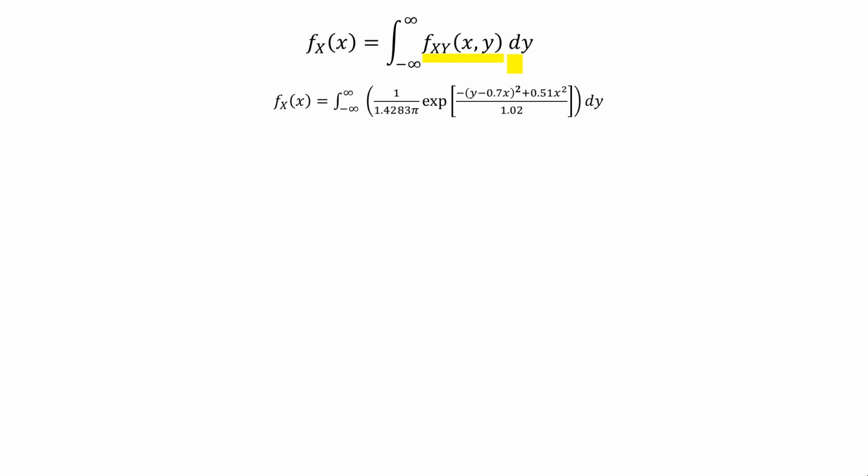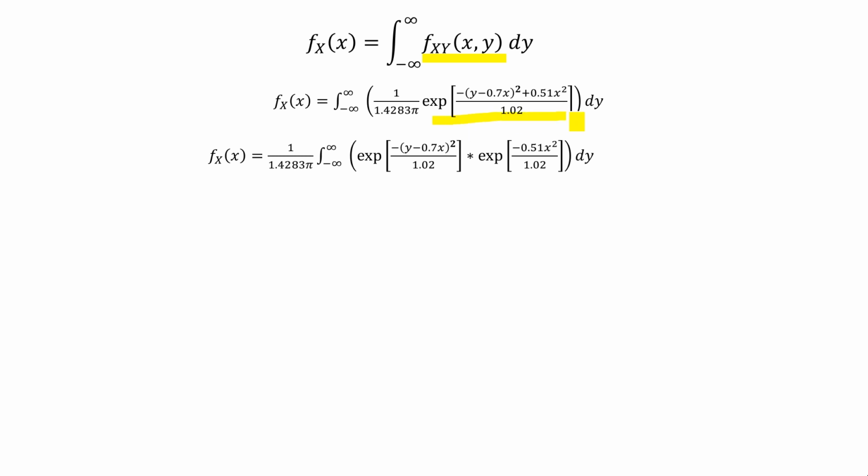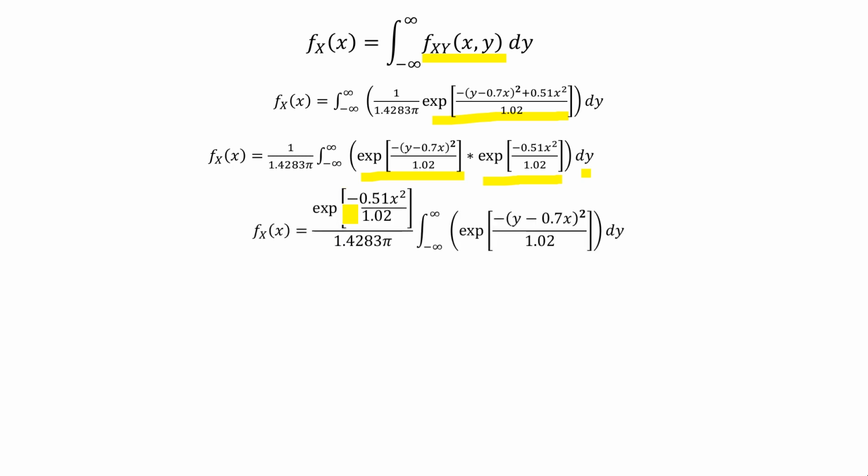Alright, so let us make use of a formula and substitute the value of fx of x. Later, e to the power a plus b can be written as e to the power a into e to the power b. Let us divide by 1.02 the first term and second term, so we separate this exponential. Later, this has an x term. This integration is with respect to y, so it acts as a constant. Take it outside of the integration. The remaining term is only the exponential of minus y minus 0.7 x whole square divided by 1.02, which is being integrated with respect to y.